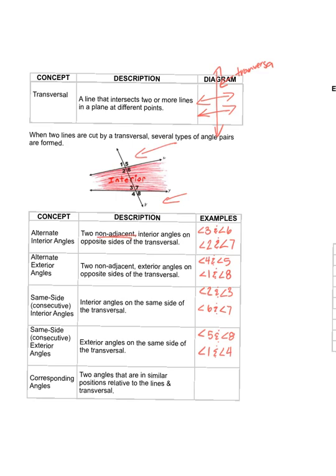Another example would be 5 and 7. Those are in the same positions. And then the last example would be 6 and 8. So they're both on the bottom right. So those are written out. Let's move on to example 2.